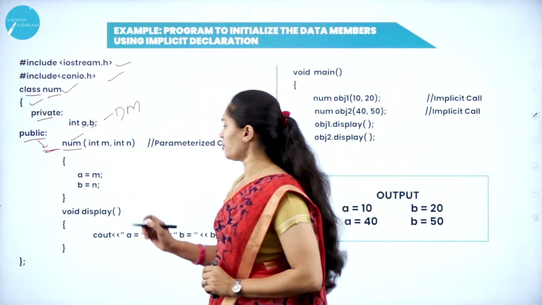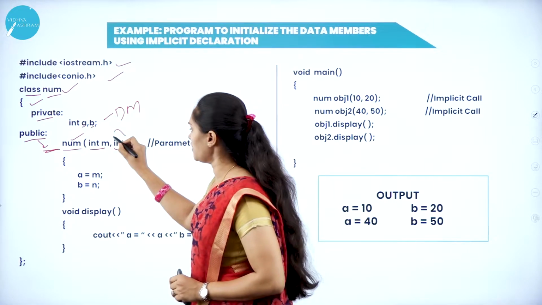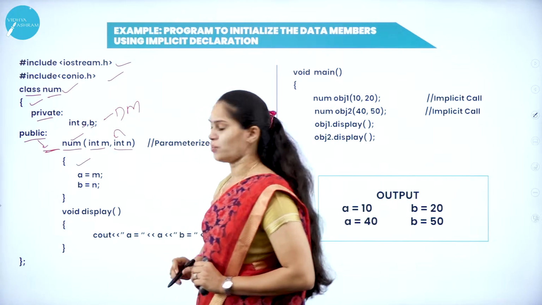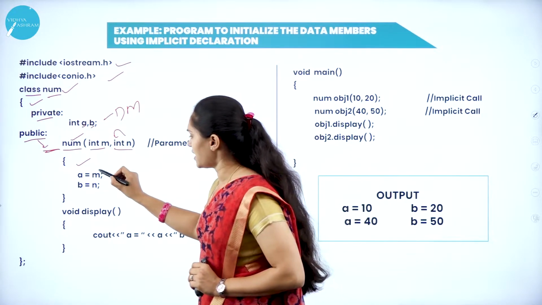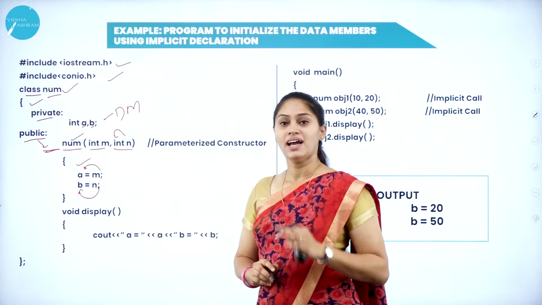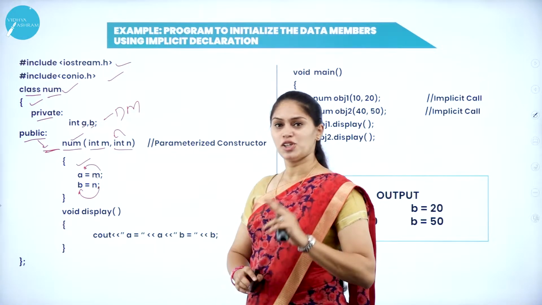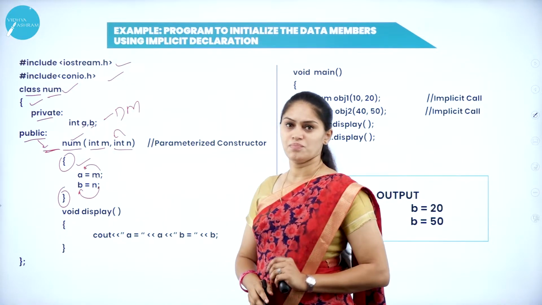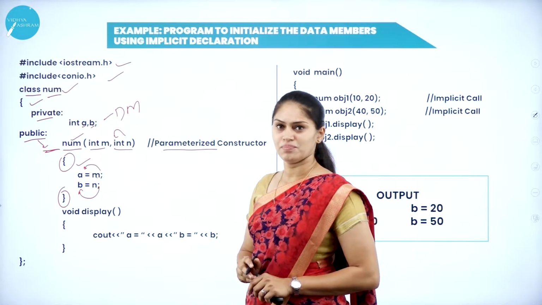Then what are the arguments I am sending? M and N, which are of the data type int. Getting it? So I am opening the scope of this num constructor. After that, I am assigning the value of M to A and N to B. So what I am doing here is assigning the value of M to A as well as N to B. Then I end the scope of this num constructor. Then which type of constructor is it? That is a parameterized constructor. Getting it?